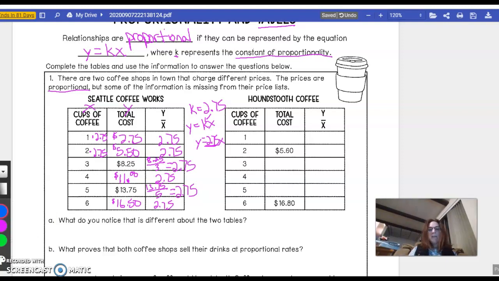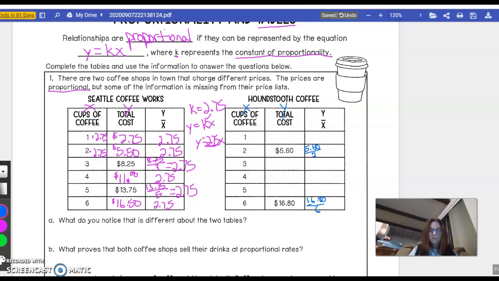Okay, so now, remember it says the prices are proportional in both of them. So now we're going to do the same thing for Houndstooth coffee. Again, we'll find our k. This is our x. This is our y. We'll find our k right here by dividing 5.60 divided by 2 and 16.80 divided by 6.